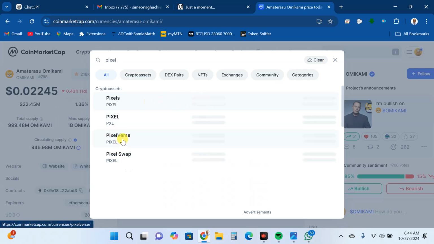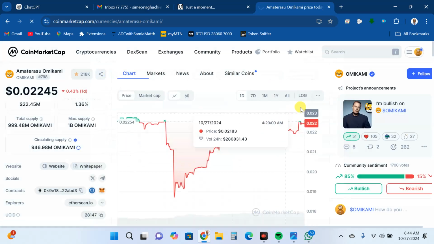Pixelverse. I want to look at Pixelverse. Why is my network becoming poor?